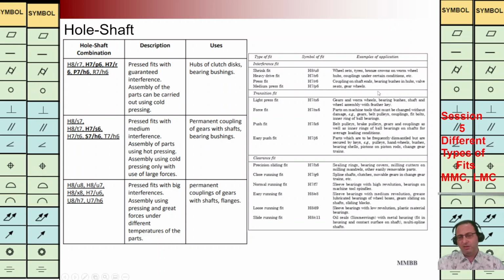In this table, on the right-hand side, as we can see for interference fit, we may need to have some tools, such as a press or heavy drive fit. We need to use some techniques to do the assembly. For transition, maybe by pushing or maybe by force, it depends on the value as we are going to select for that application.